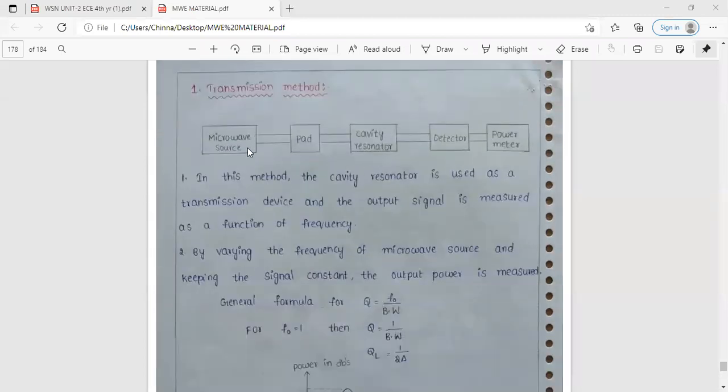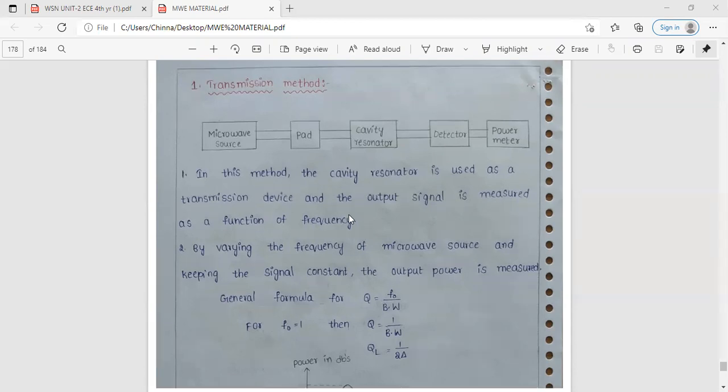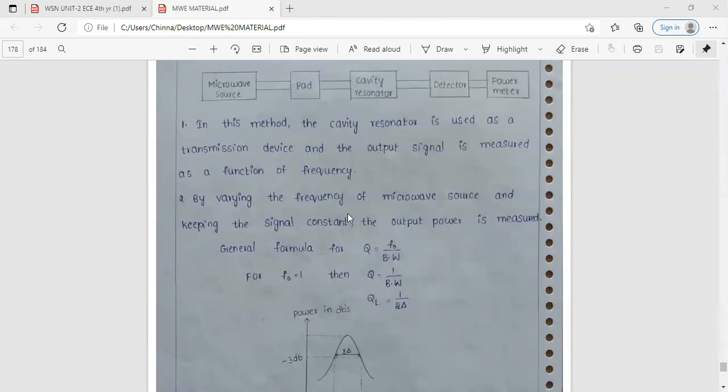So here also the bench setup will be used: microwave source, pad, cavity resonator, detector and power meter, with an isolator and frequency meter placed. The microwave source goes through the isolator and frequency meter. The cavity resonator will be placed in between in the transmission method. The cavity resonator is used as a transmission device and the output signal will be measured as a function of the frequency.